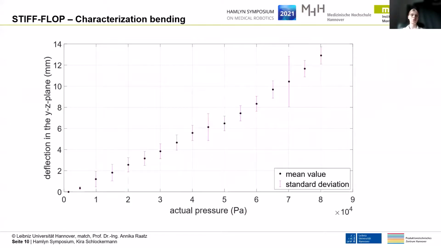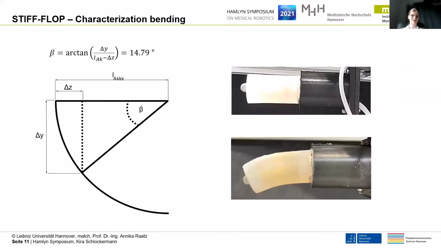In the test rig, we tested one module without an external sheath, in steps of 5,000 Pascal until 80,000 Pascal. The curve is linear, and at 80,000 Pascal, a deflection of approximately 30 millimeters was achieved, which corresponds to a deflection angle of 14.79 degrees, like we can see here.